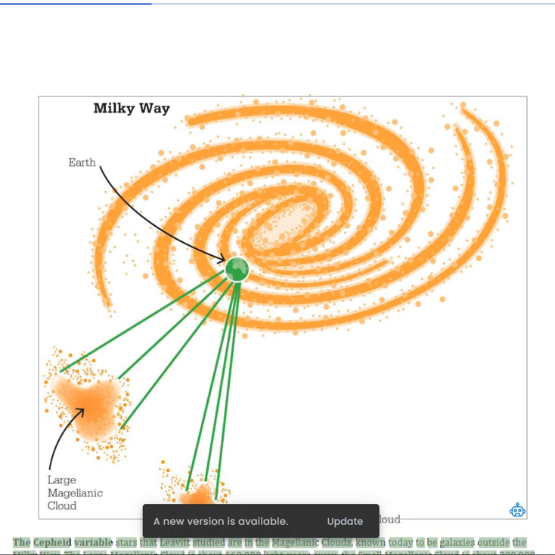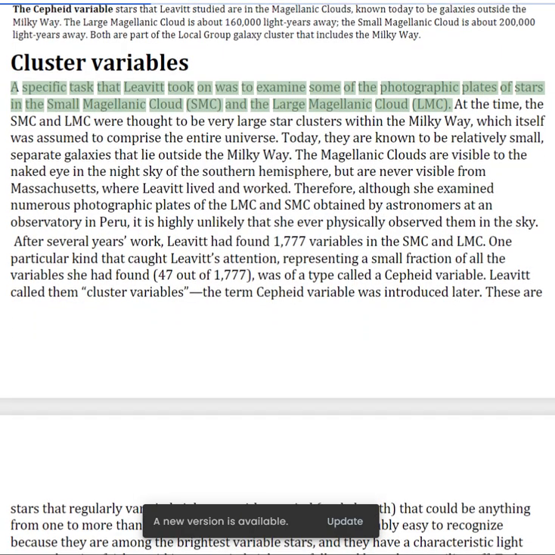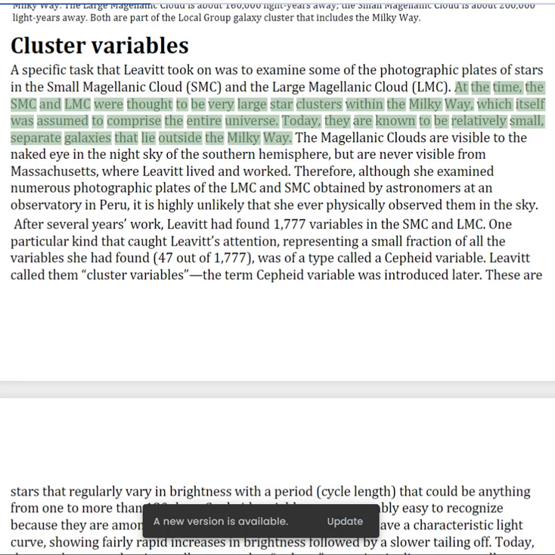Both are part of the local group galaxy cluster that includes the Milky Way. Cluster variables. A specific task that Leavitt took on was to examine some of the photographic plates of stars in the Small Magellanic Cloud and the Large Magellanic Cloud. At the time, the SMC and LMC were thought to be very large star clusters within the Milky Way, which itself was assumed to comprise the entire universe. Today, they are known to be relatively small, separate galaxies that lie outside the Milky Way.